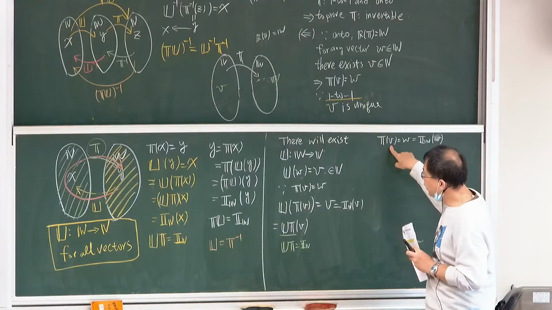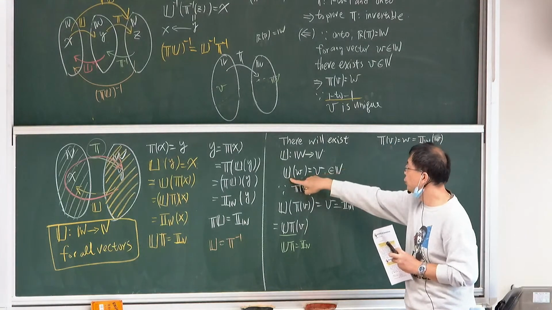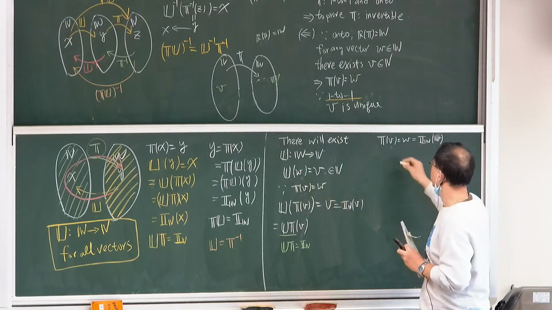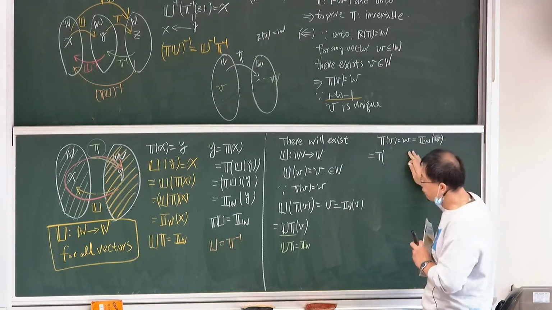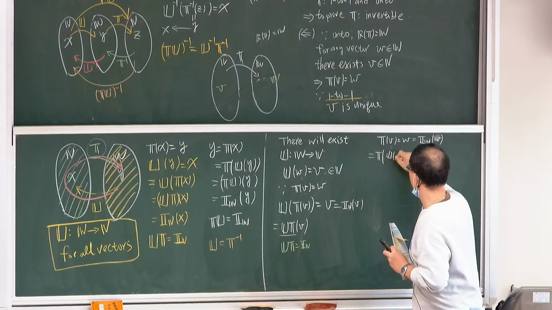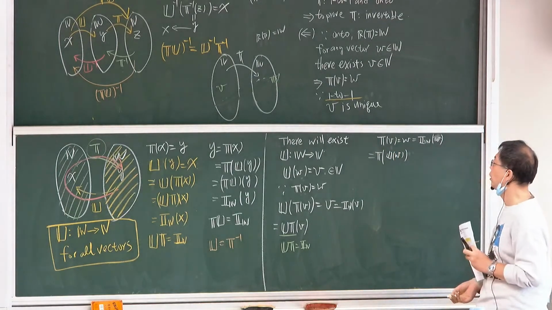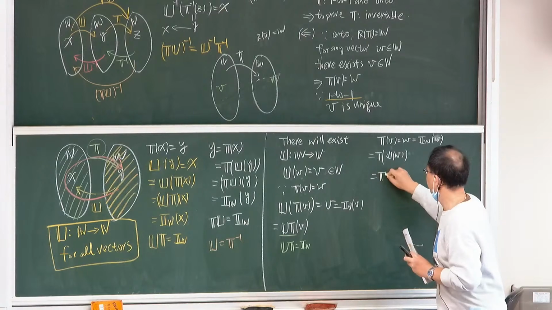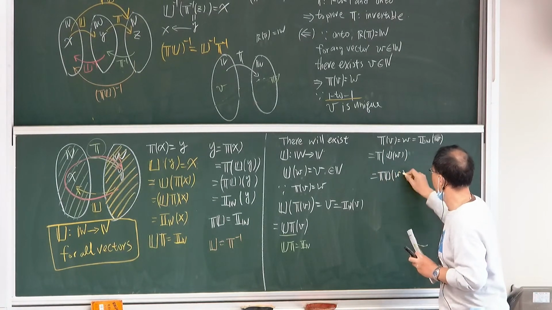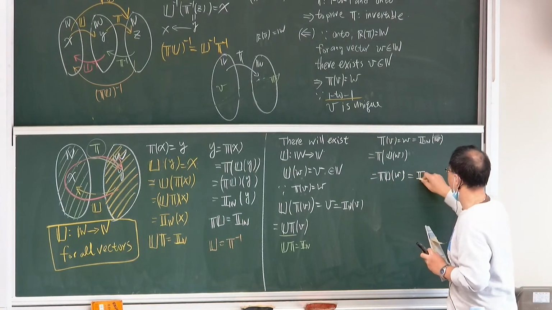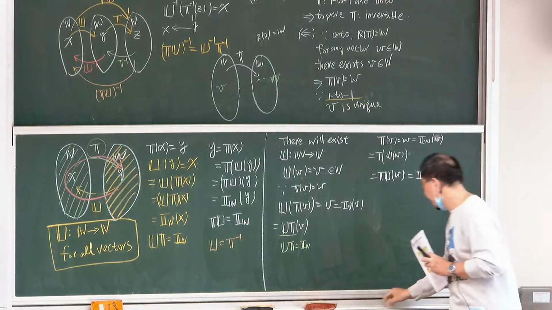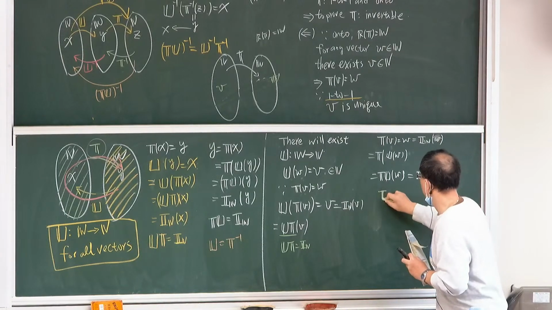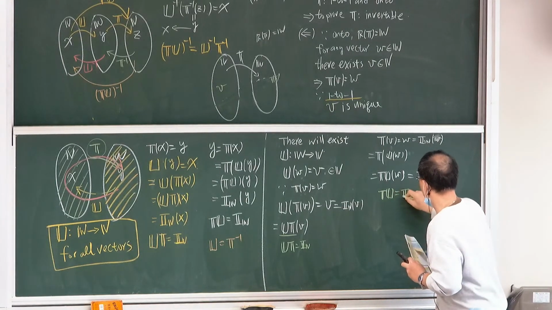But because V is equal to U(W), we substitute V. We replace V by U(W). Then we have TU(W), which will be equal to the identity transformation of W. So then we get TU equals I_W.